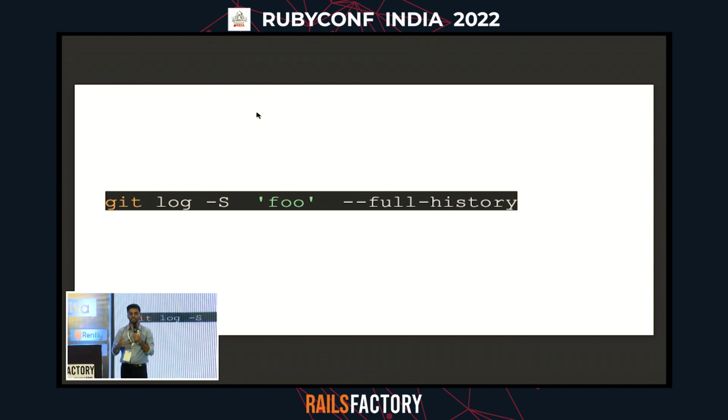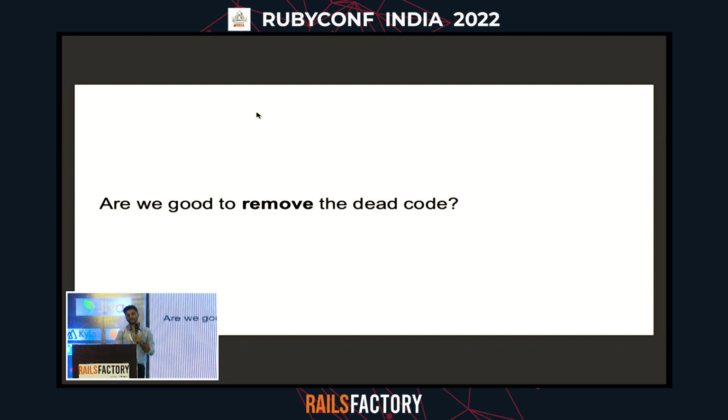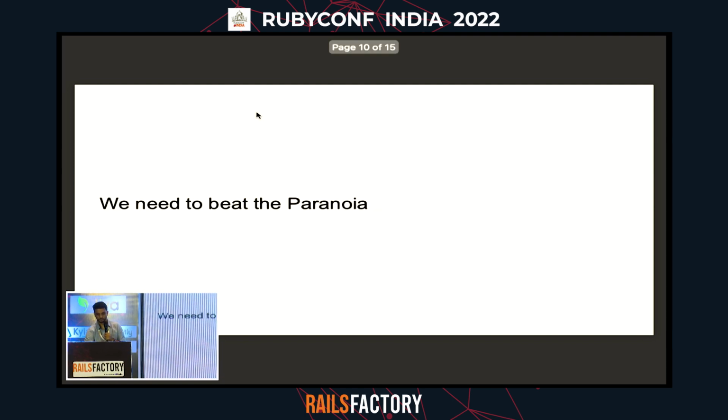Okay, now we know about this method. And now when we know this method, are we good to remove the dead code? So maybe we'll get the approval to remove it. But okay, if we don't get it, what do we do? We need to beat the paranoia of our managers or our team leads. We need to tell them that we are 100% sure. We are good to remove it.